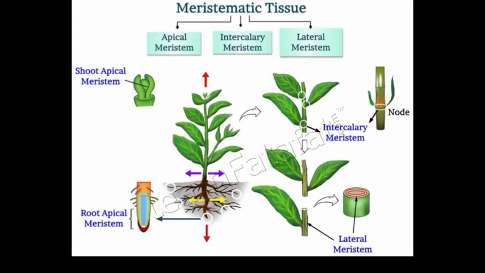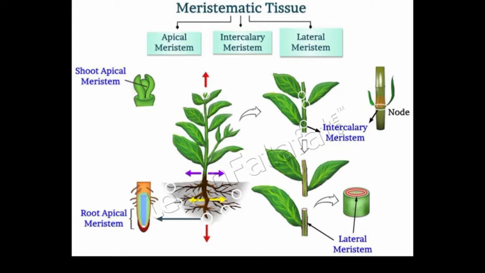Okay, now if we classify meristematic tissue on the basis of origin, we divide it into two parts: primary meristematic tissue and secondary meristematic tissue. Primary meristematic tissue is promeristem, derived directly from the meristem of the embryo, and the second one consists of cells derived from primary meristem. Promeristem is responsible for the primary growth of the plant, so it is all about primary.